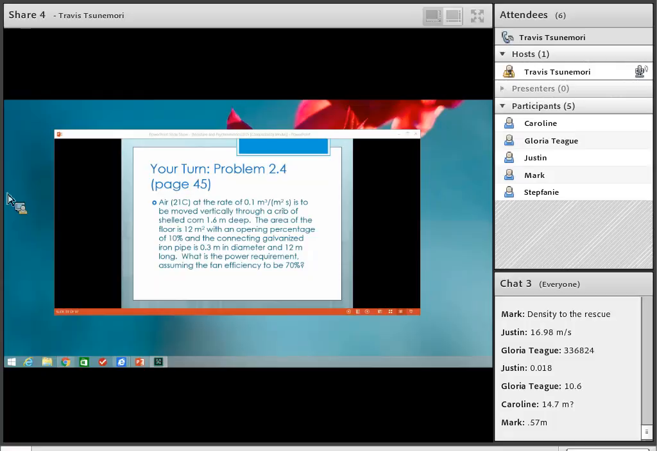And the next thing we need to do is the friction loss through the grain. So I recommend using Shed's curves, if you've got them there. They were one of the handouts. And we know our superficial velocity, right? It's 0.1 meters cubed per meter squared second. And that's going to be what we go into the y-axis with. Go straight across to corn. And there is one that is labeled shelled corn. So you find that line and then you drop down to the x-axis.